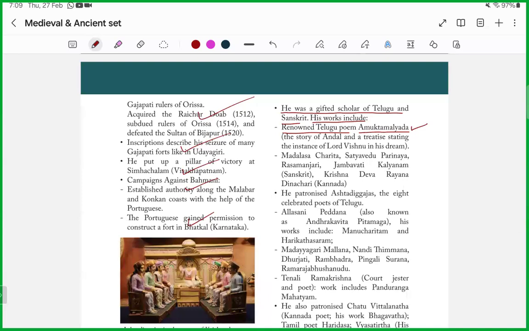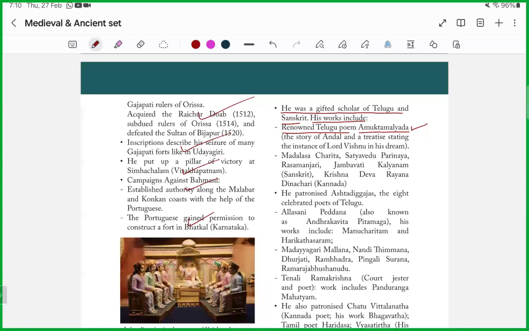I told you that books written by the kings we need to know. And a few books, like the Baburnama, and renowned poets we need to remember.